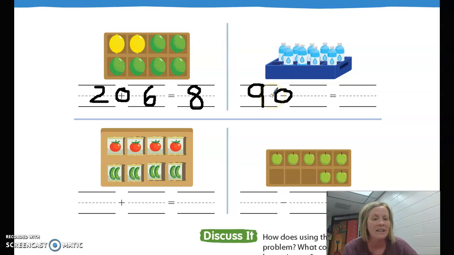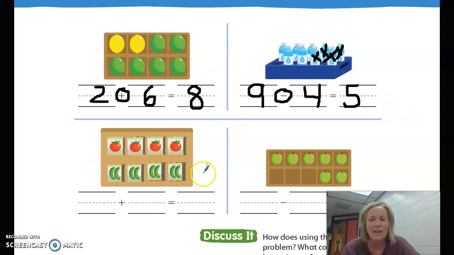9. How many should we take away? Let's take away 4. 1, 2, 3, 4. So I'm going to put my 4 here. 9, take away 4 equals 1, 2, 3, 4, 5. Nice job, boys and girls.